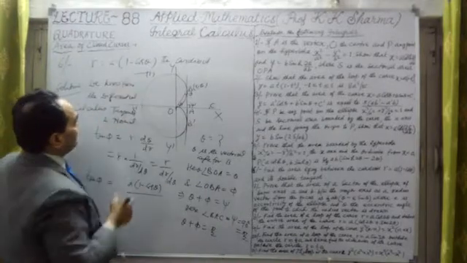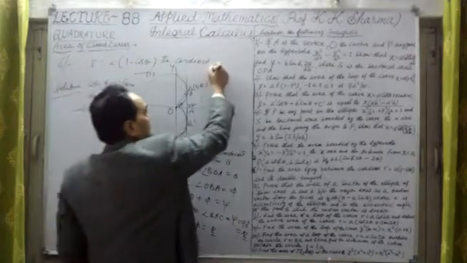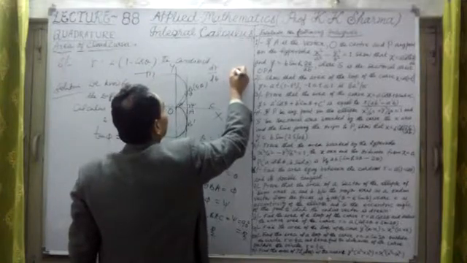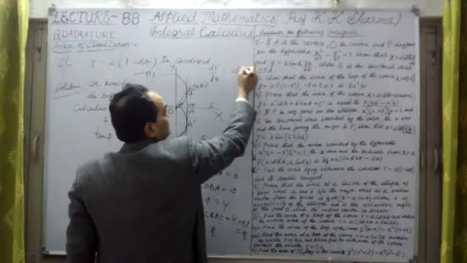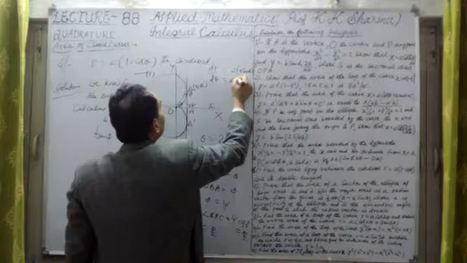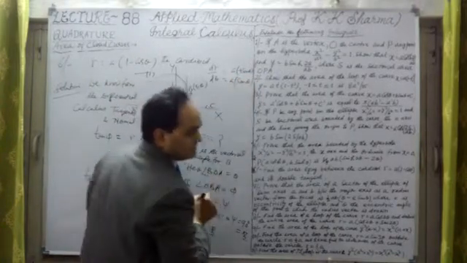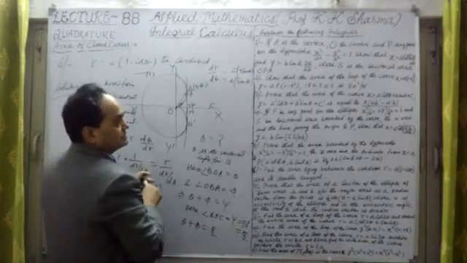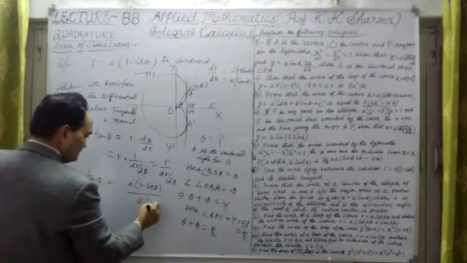Dr d theta is the differentiation of this first equation. Dr d theta is equal to a into minus, minus sin theta, so plus a sin theta. This is nothing but a sin theta, since the differentiation of cos theta is minus sin theta. So dr d theta equals a sin theta. Let me put here a sin theta.